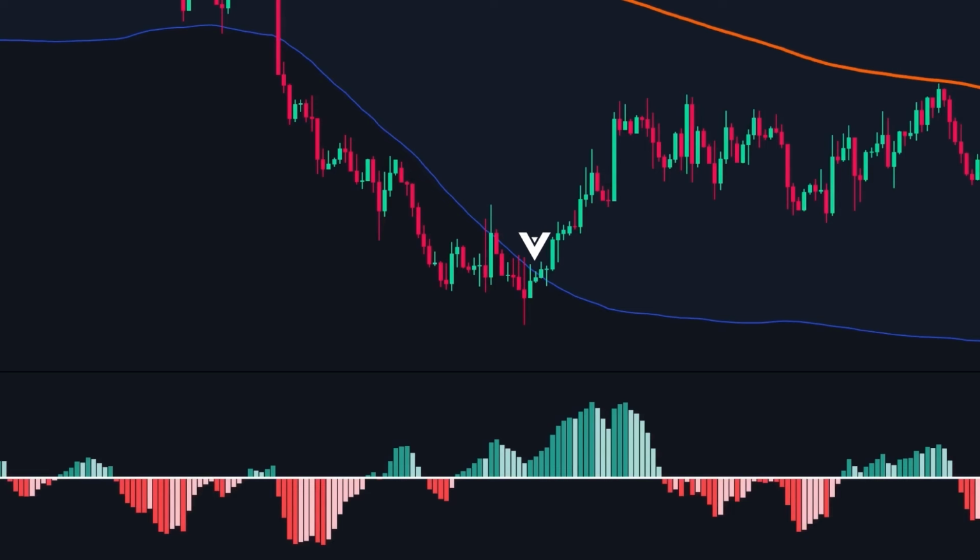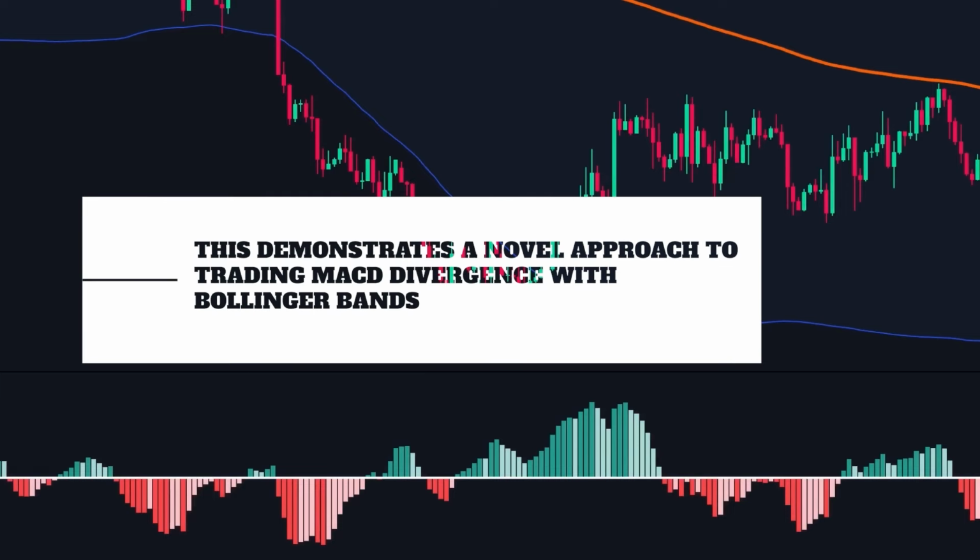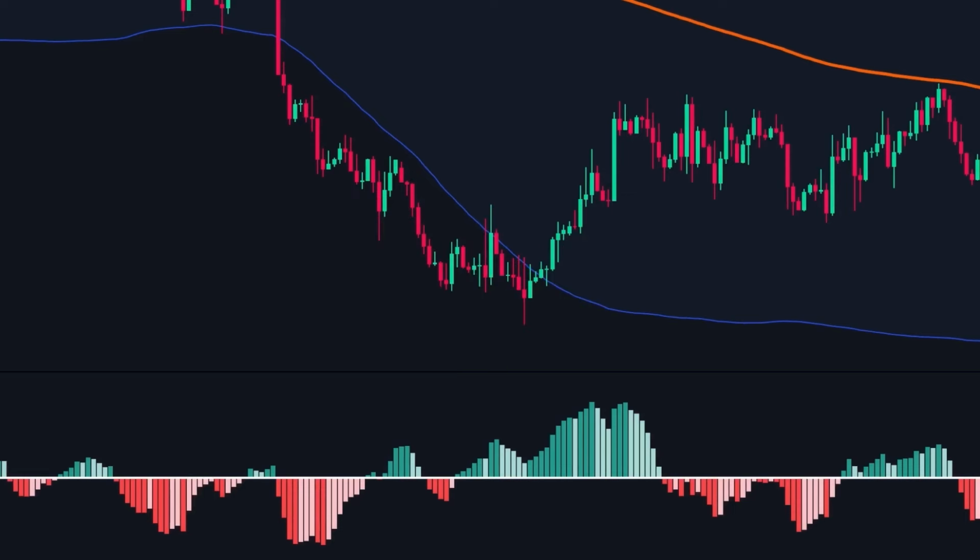Our entry happens when the price closes over the lower band of this candle. As demonstrated, the price rose sharply following our entry. This demonstrates a novel approach to trading MACD Divergence with Bollinger Bands. Let's move on to trend trading tactics.